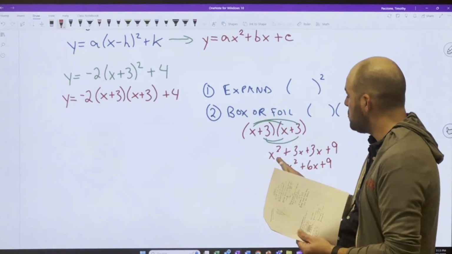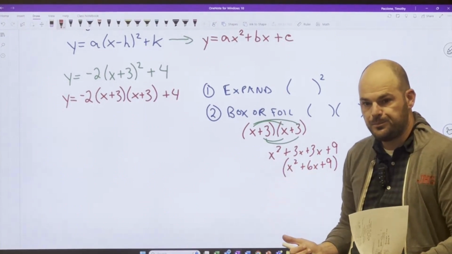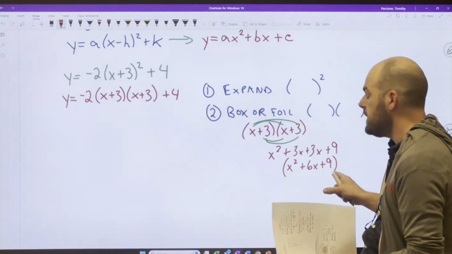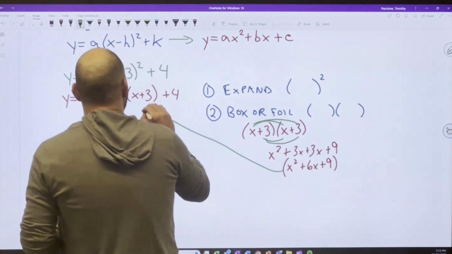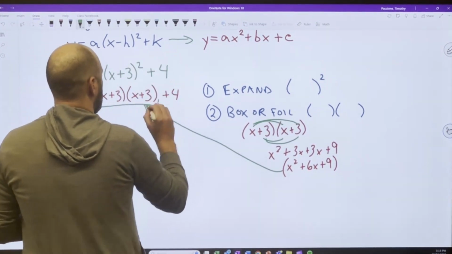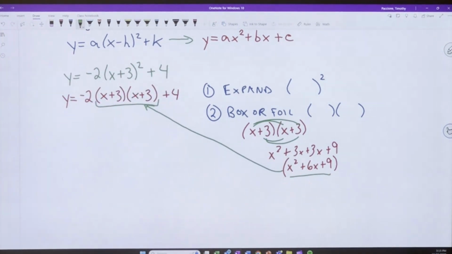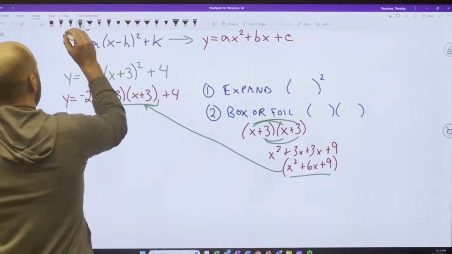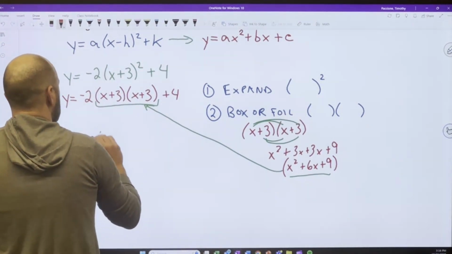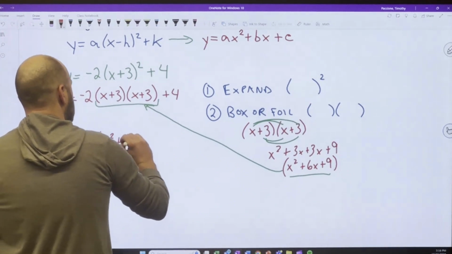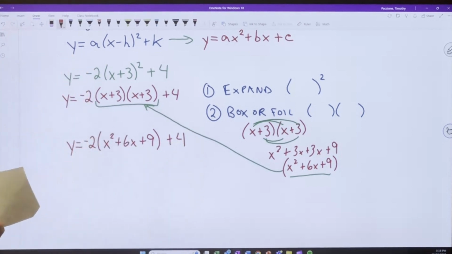So that means x plus 3 times x plus 3 is the same as this, right? This becomes this. So this gets plugged into the equation in that spot right here, right? If this became this, then it can be plugged in that spot. So that's what I do, right? And I end up with y equals -2 times x squared plus 6x plus 9, and then plus 4 at the end. Okay?